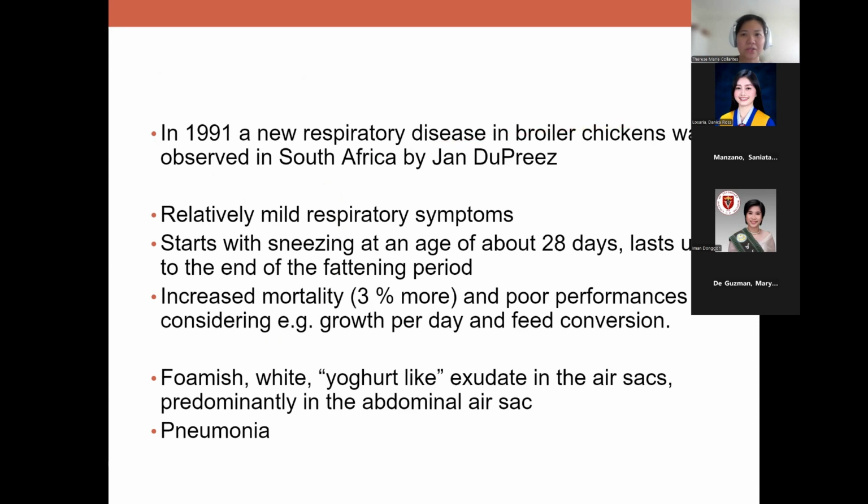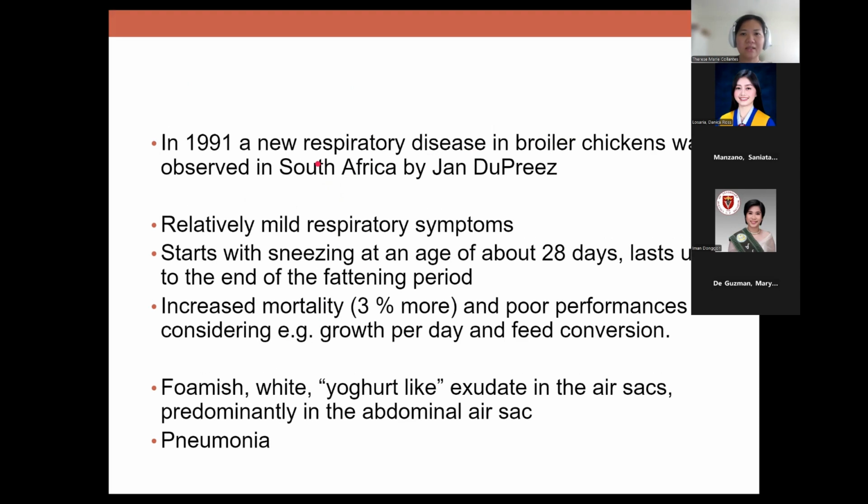So, like I mentioned, 1991 lang siya na-discover, in broiler chickens in South Africa by Jan Dupreez. There are relatively mild respiratory symptoms. It starts with sneezing at an age of about 28 days and lasts to the end of the fattening period. There is increased mortality, 3% or more, and poor performance considering the growth per day and feed conversion. There are foamy white yogurt-like exudates present in the air sacs, predominantly in the abdominal air sac, and there is pneumonia.